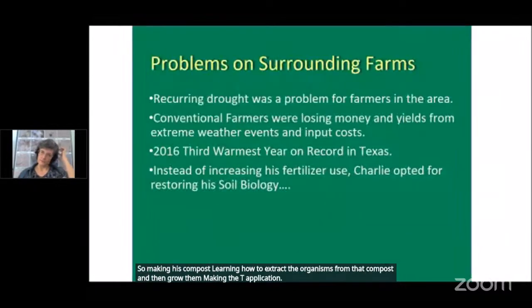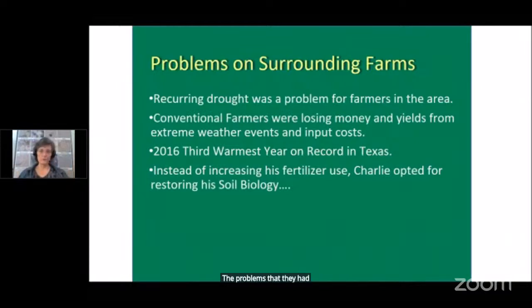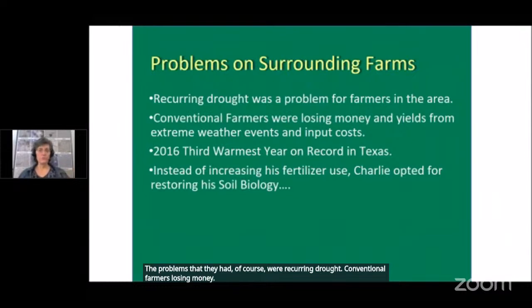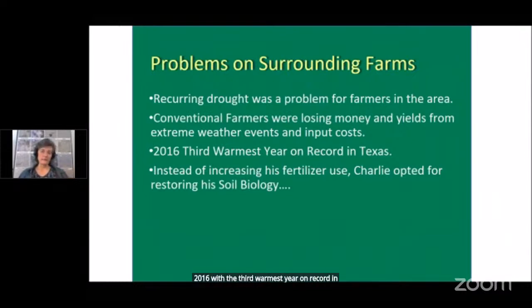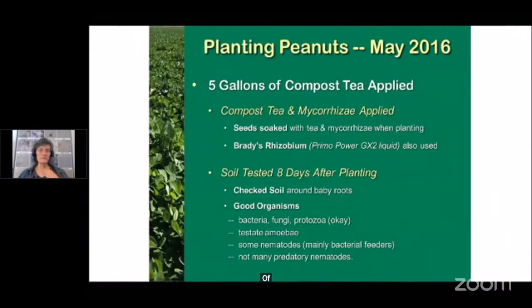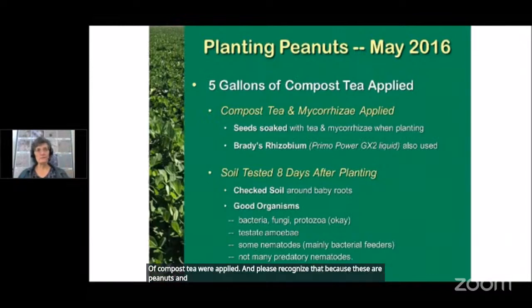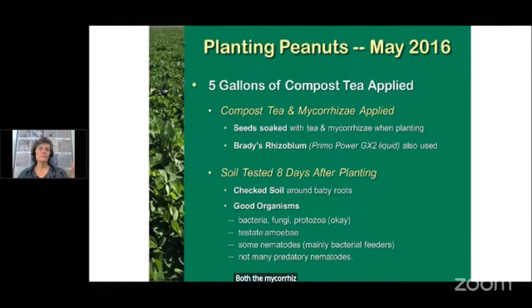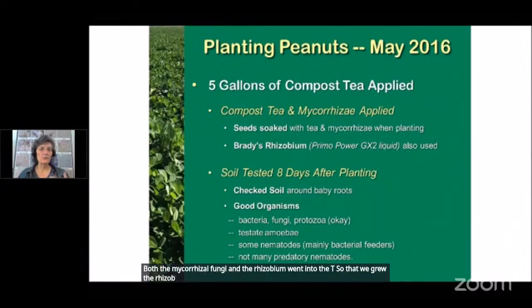application. The problems that they had, of course, were recurring drought and conventional farmers losing money. 2016 was the third warmest year on record in Texas, and instead of increasing his fertilizer use, he opted to restore his biology. So 5 gallons of compost tea were applied, and please recognize that because these are peanuts, they should be mycorrhizal and they are leguminous, both the mycorrhizal fungi and the rhizobium went into the tea, so that we grew the rhizobium in the tea during the brew cycle.